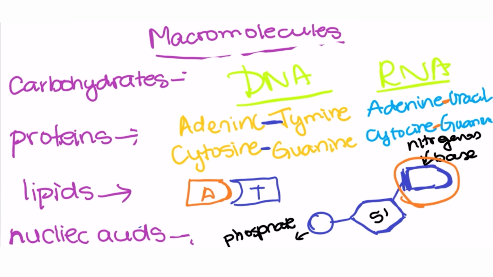So that's it for macromolecules today. I hope you learned a lot. So in conclusion, we learned about the 4 macromolecules, which are carbohydrates, proteins, lipids, and nucleic acids. And we learned about their functions and their unique structures.